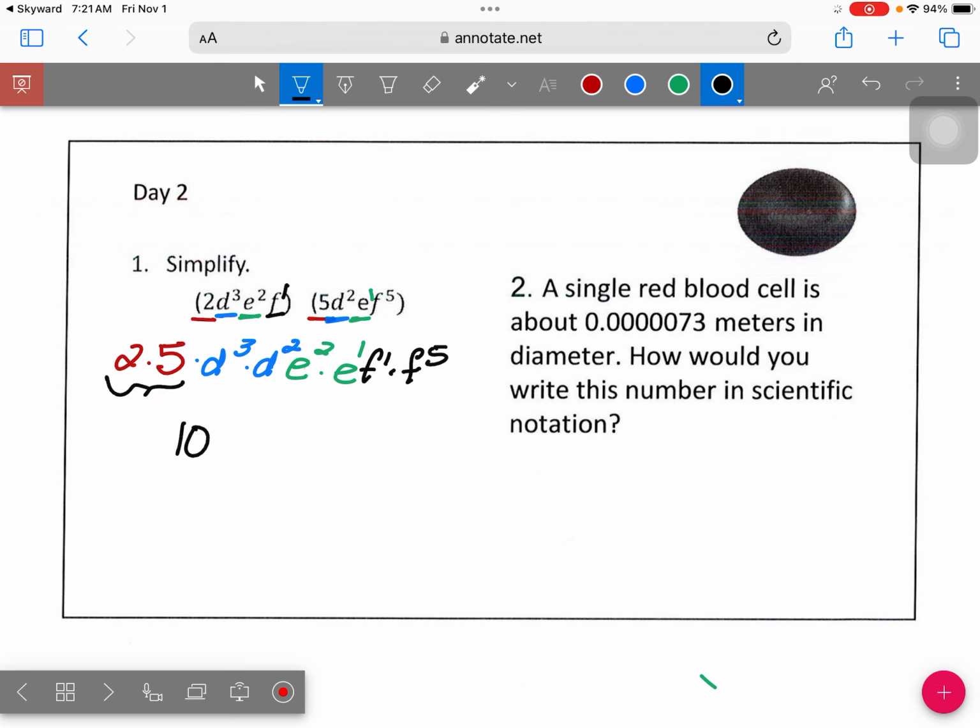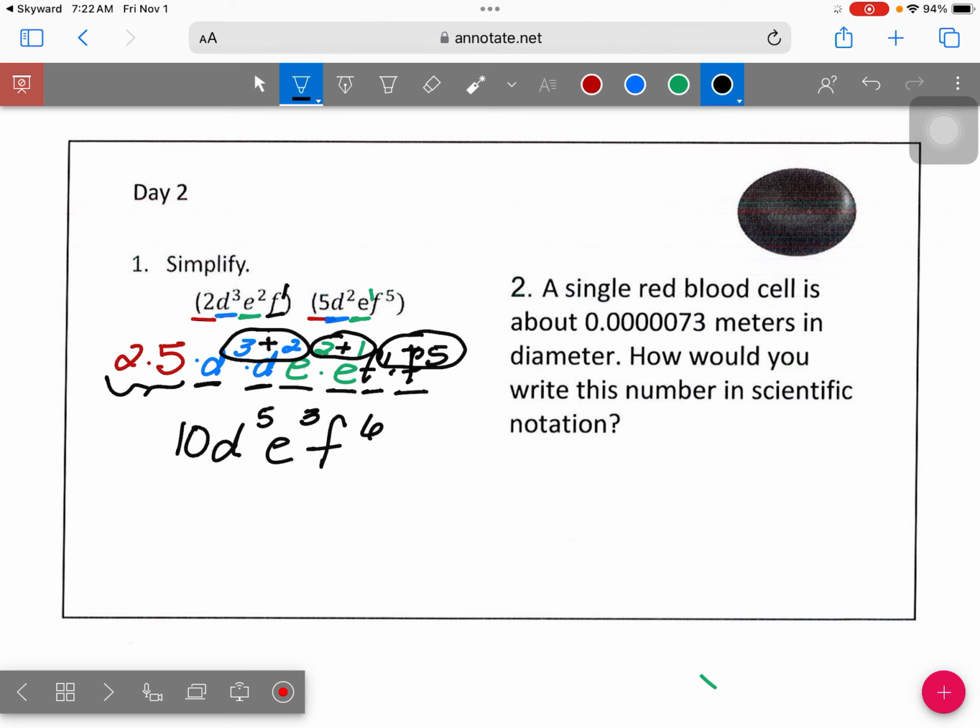D to the third times d squared. When you have the same base, what do I do with my exponents? Add them, yes. So this becomes d to the 5th. Here I have e to the second times e to the first. So that is e to the 2 plus 1, which is 3. And finally, f, I have the same base. I keep the base and add those exponents. 1 plus 5 is 6.